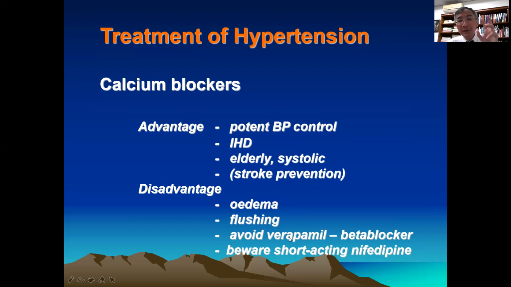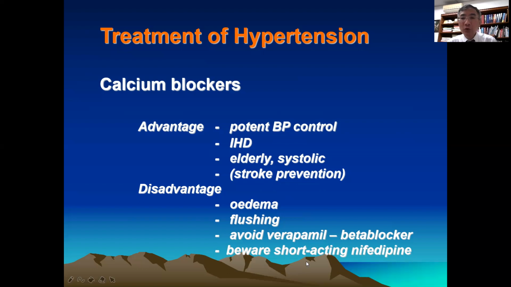Verapamil, on the other hand, is like a beta blocker, slowing down the heart rate, reducing the force of the contraction. And since it functions like a beta blocker, you should not combine verapamil with a beta blocker because there might be excessive slowing of the heart rate and precipitation of heart failure if you reduce the force of contraction too much. Finally, the short-acting nifedipine, which is a vasodilatory dihydropyridine, should not be used.